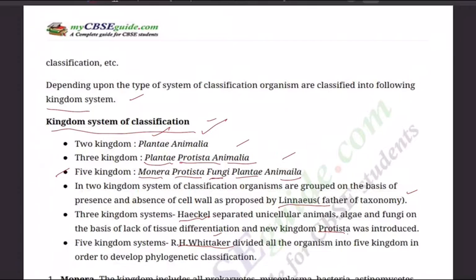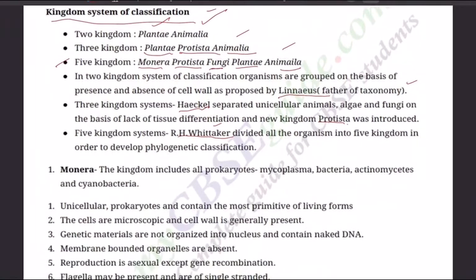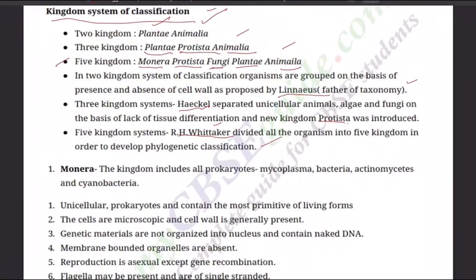R.H. Whittaker proposed this. Whittaker divided all organisms into five kingdoms in order to develop phylogenetic classification, and that is most accepted one as on today. So first one in the five kingdom is Monera. The kingdom includes all prokaryotes.